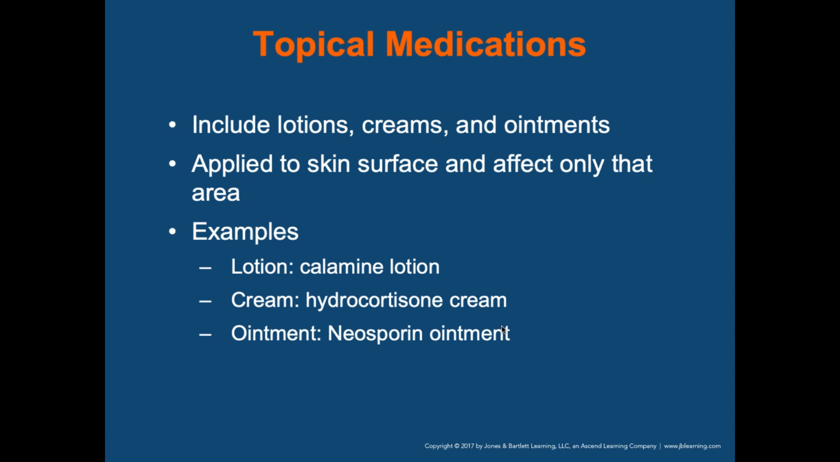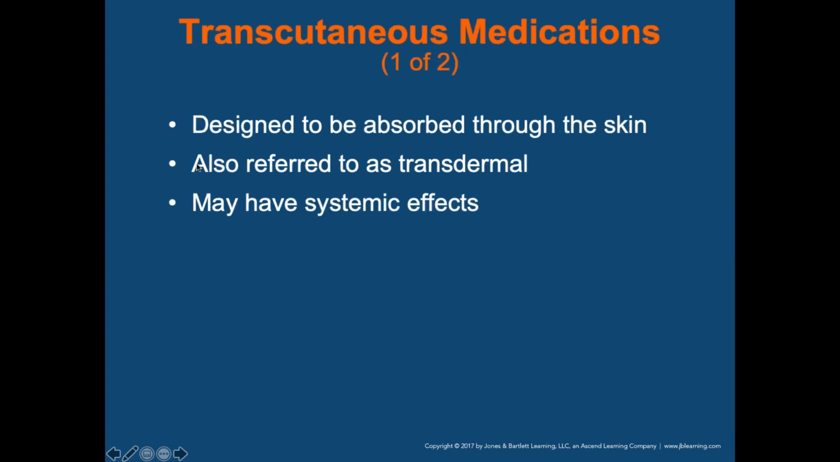Topical medications include lotions, creams, and ointments, which are applied to the skin surface and affect only that area. Like calamine lotion, hydrocortisone cream, or Neosporin ointment. Lidocaine may be another one you might find for different types of patches. The transcutaneous medications are designed to be absorbed through the skin, also referred to as transdermal meds, and may have systemic effects.